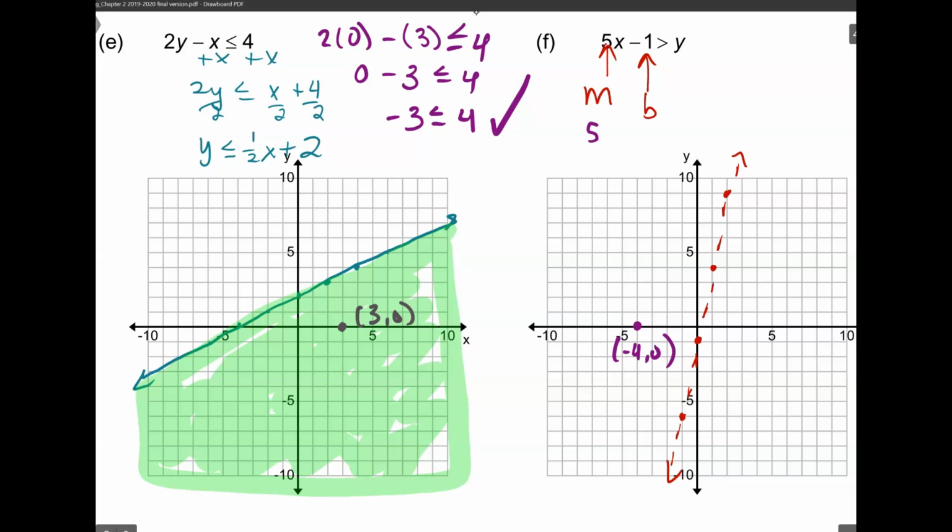All right, so I have 5 times -4 minus 1 has to be greater than 0. So I have -21. Is that greater than 0? -21 greater than 0? No, it's not, which means we shade which side?